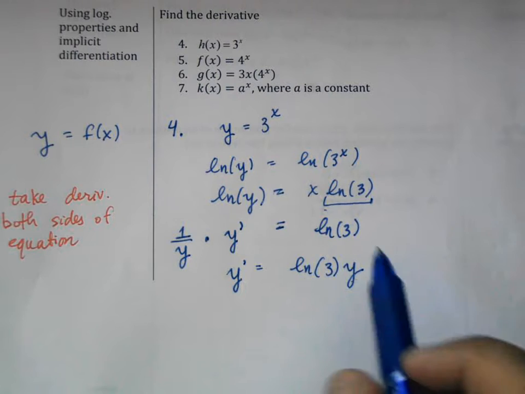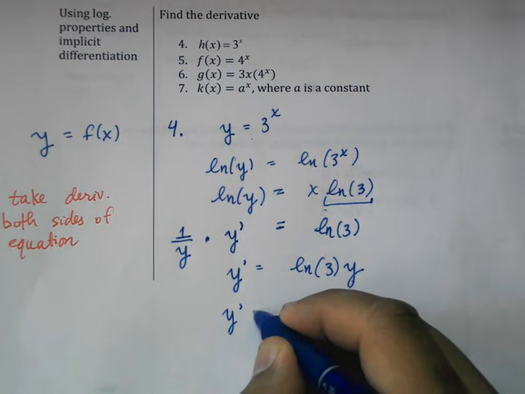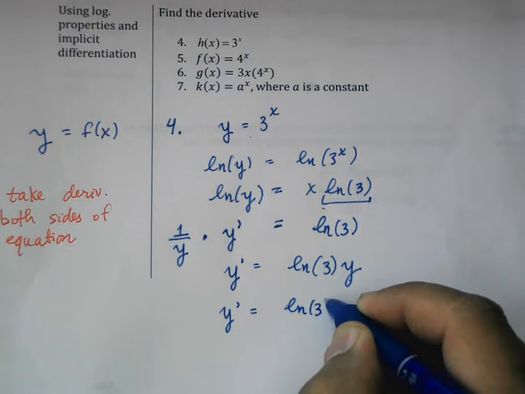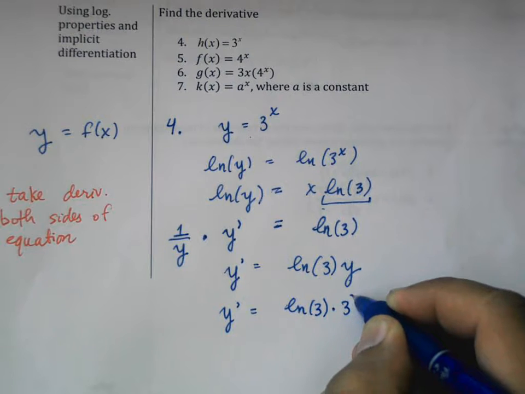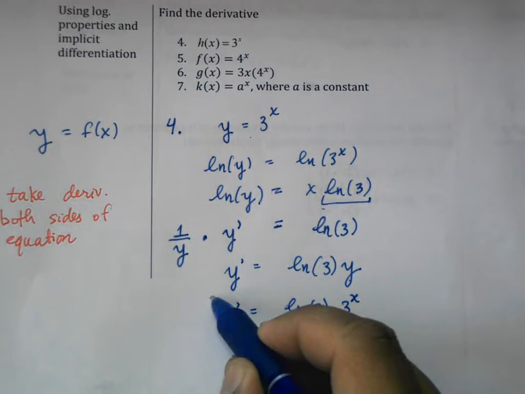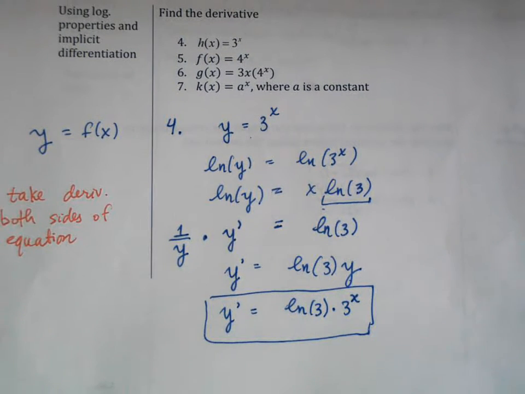However, what was y equal to? Well, it was equal to 3 to the x, so I can just say that y prime is equal to natural log of 3 times 3 to the x. Okay, and that's the derivative of 3 to the x. And there you have it. That is the solution to that problem.